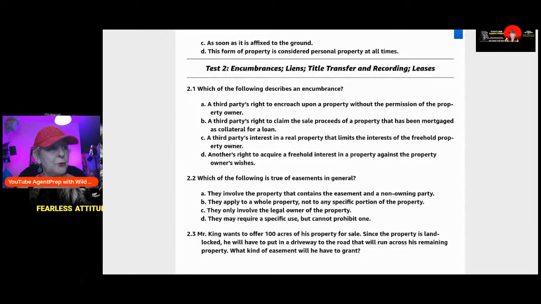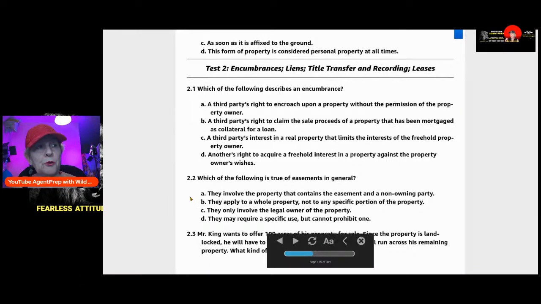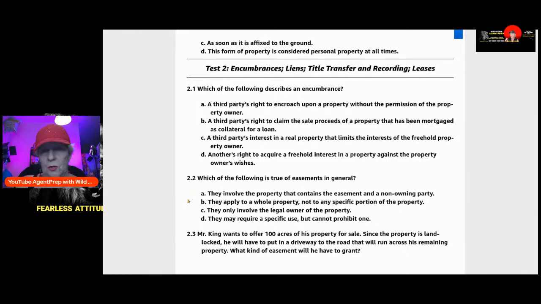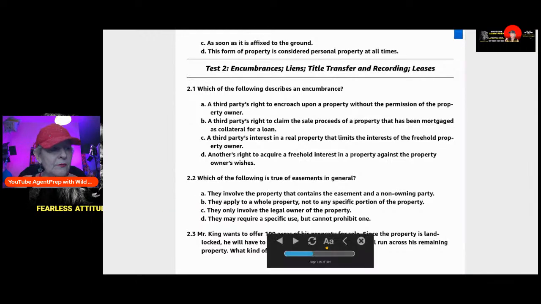All right, number 2. Which of the following is true of easements in general? Okay, so A, they involve the property that contains, let me see if I can get that one bigger.